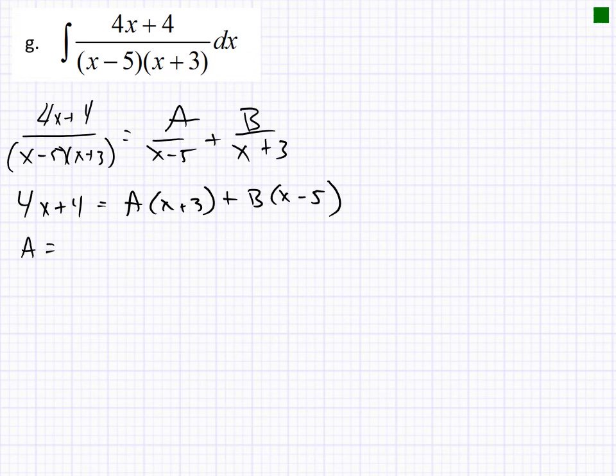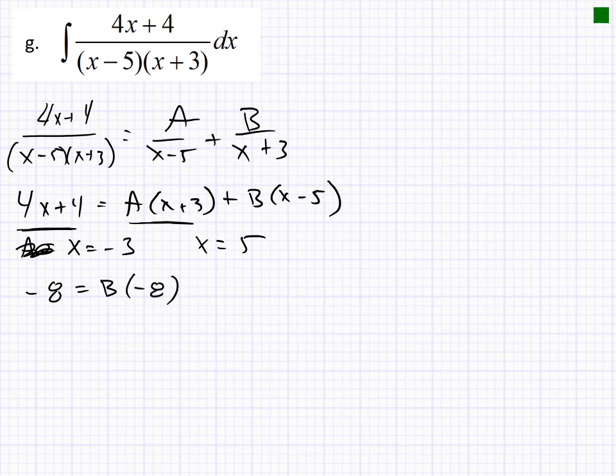And so we let x equal negative 3 and 5. If x is equal to negative 3, we end up getting negative 12 plus 4 over here, so we end up with negative 8. This one is gone because it's 0, and b times negative 8 is there, so b is 1. Now if we let x equal 5, we get 24 equals a times 8. Divide by 8, you get a equals 3.